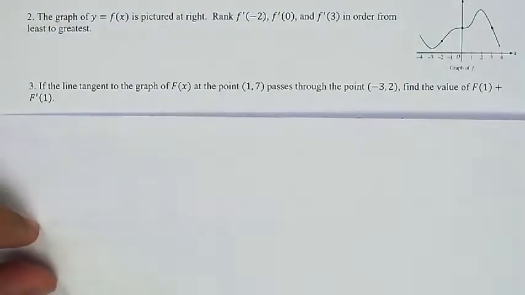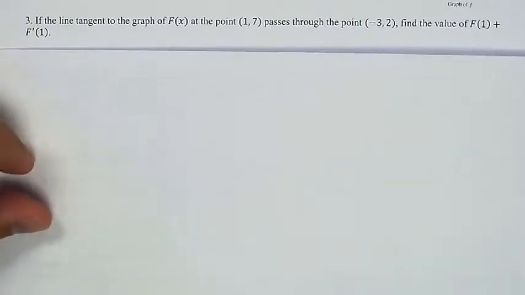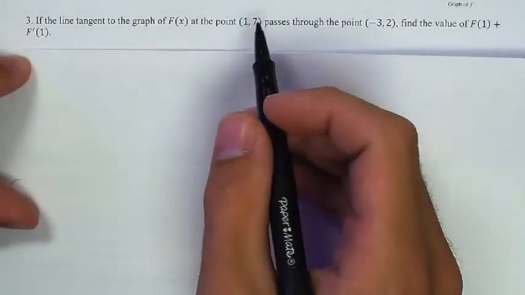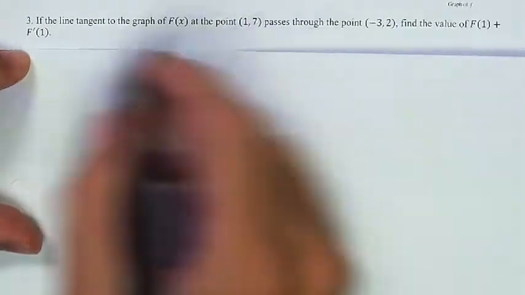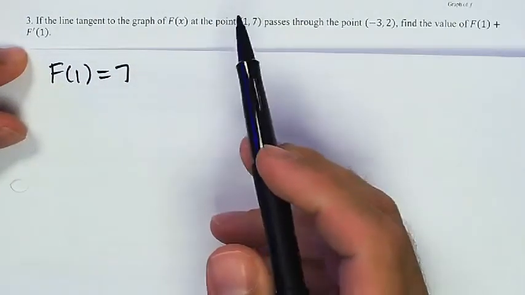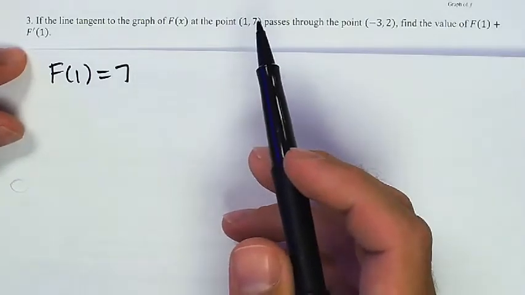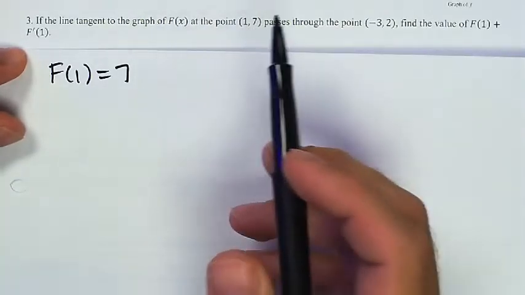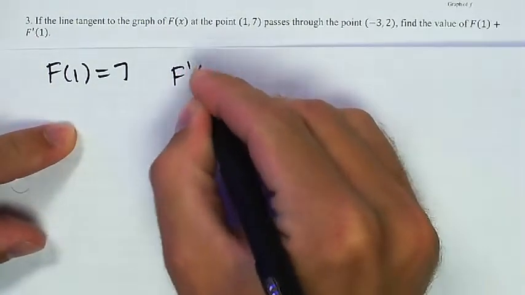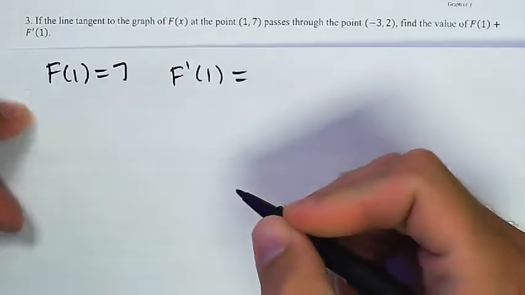All right, now number 3: if the line tangent to the graph of f at the point (1, 7)... Okay, well, that tells me right now that f of 1 is equal to 7, right? If that's the point, then that point is on the graph of f of x. So f of 1 is equal to 7. f prime of 1 is equal to the slope of the tangent line.